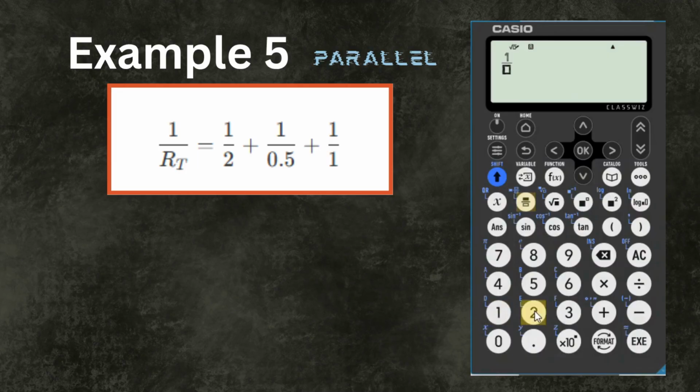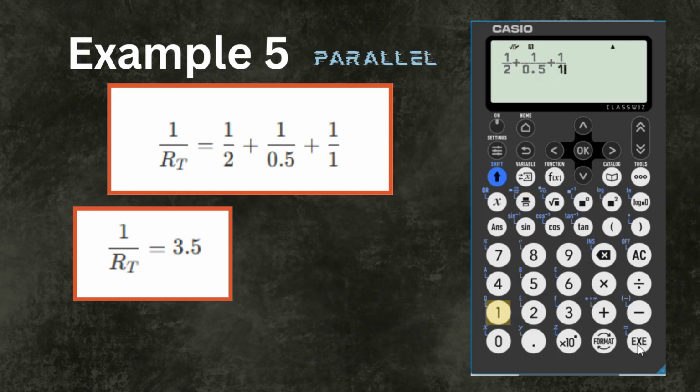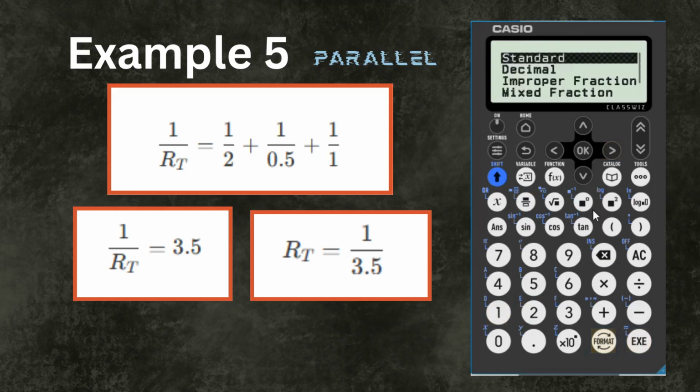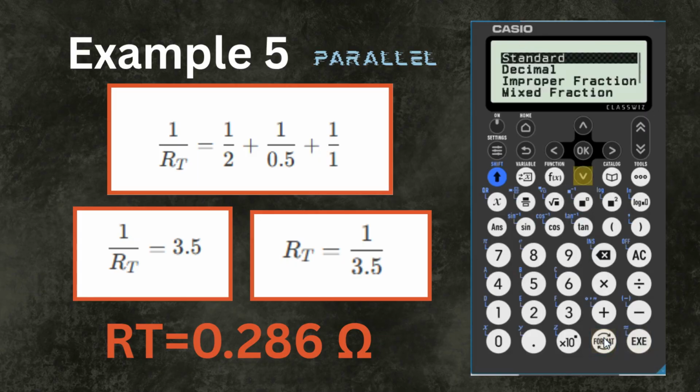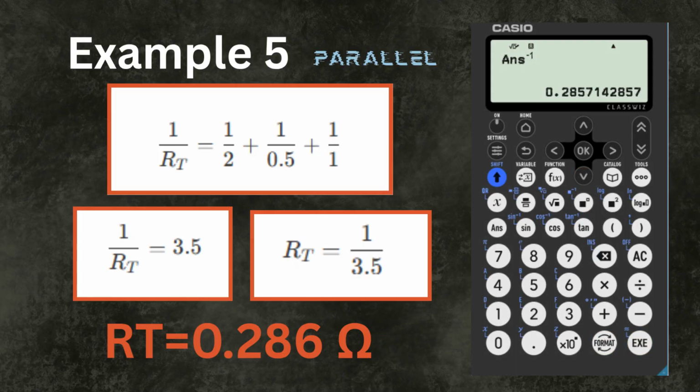1 divided by the total resistance equals 1 divided by 2 plus 1 divided by 0.5 plus 1 divided by 1. This equals 3.5. Next, divide 1 by 3.5, or use the reciprocal function as in my demonstration. This gives approximately 0.286 ohms. As expected, this is the same answer obtained using the first method.